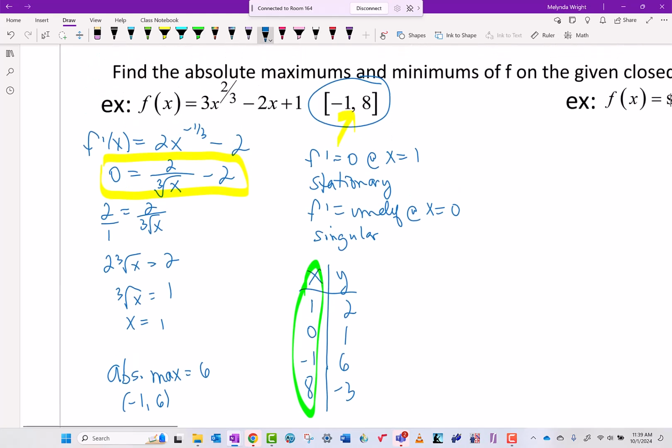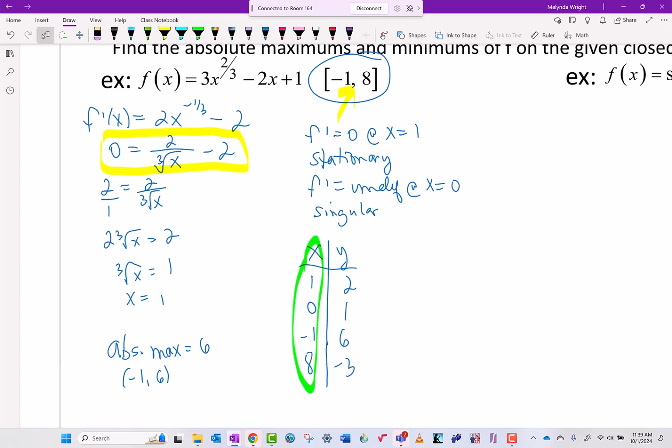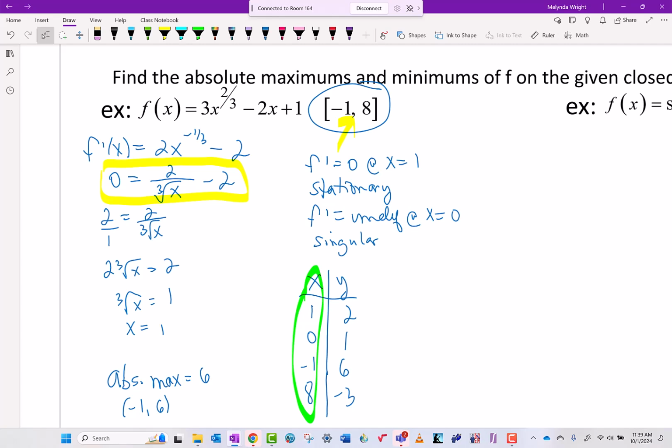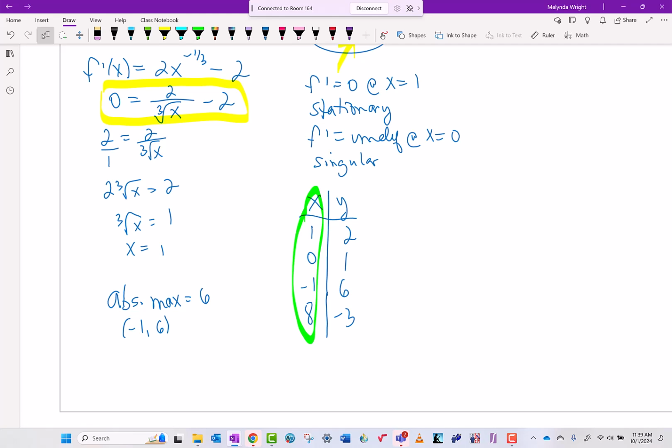Let's see what they said. Find the maxes and mins. They're asking you to find the y value. What if they say find where the maxes and mins are? What value would we be working with? The where is the x value. Okay, and do we have a minimum value?